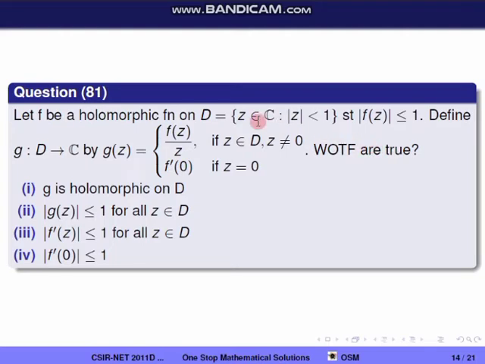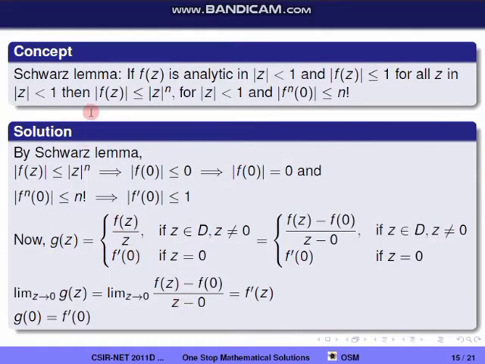So we are given a holomorphic function and we have defined a function g here by this concept. Then we have to check which of the following options are true. So first of all, we'll look into the concepts used. So I use the Schwarz lemma here.